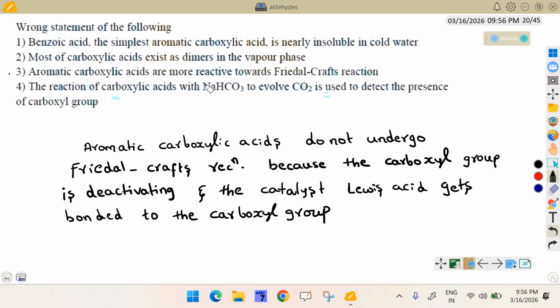The next question, wrong statement of the following. Which is the wrong statement? Third one is the wrong statement. Aromatic carboxylic acids are more reactive towards Friedel-Crafts reaction. This is wrong. Why? Aromatic carboxylic acids do not undergo Friedel-Crafts reaction, because the carboxyl group is deactivating and the Lewis acid catalyst gets bonded to the carboxyl group. That's the reason aromatic carboxylic acids do not participate in Friedel-Crafts reactions.